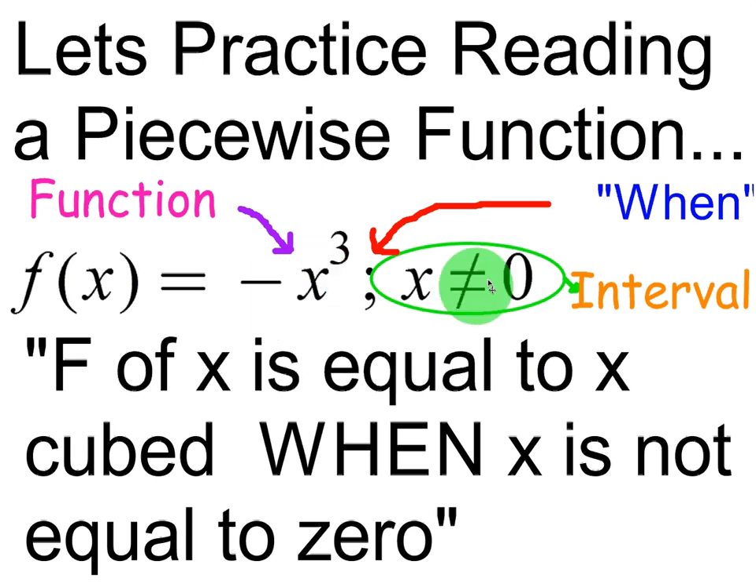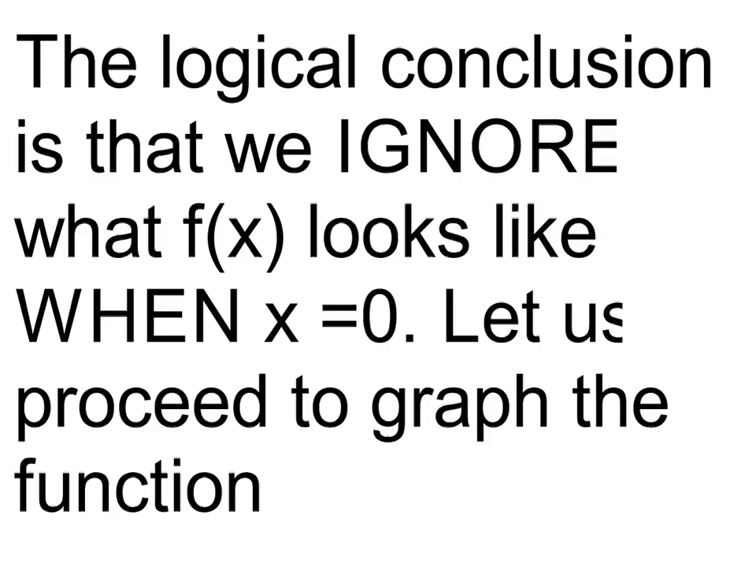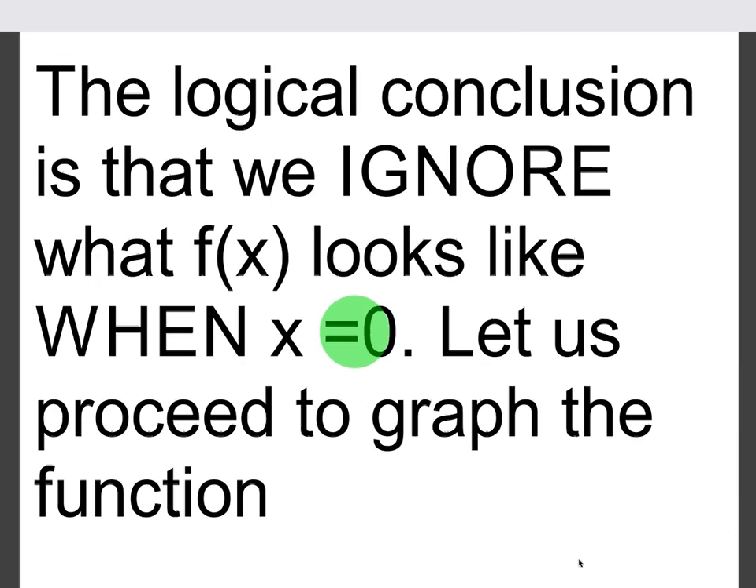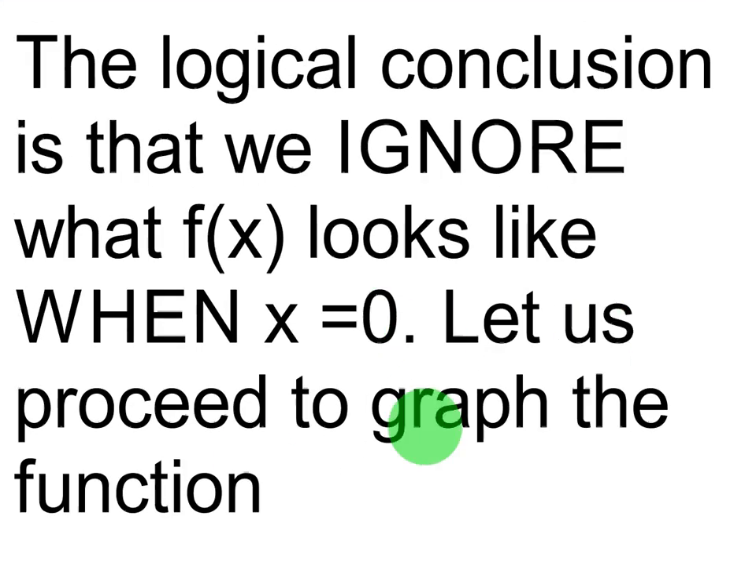What does that mean? Everywhere except for 0, there will be a graph. The only place that there won't be a graph is at 0. So that's telling you there's going to be a hole there. The logical conclusion is that we ignore what f of x looks like when x is equal to 0. We're going to graph it everywhere else. Let's proceed to graph the function.